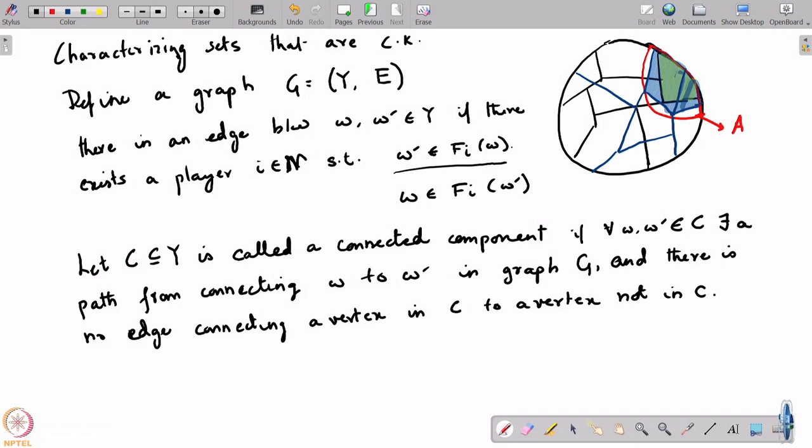Okay. So, C is called a connected component. I have just extended the earlier definition because I did not want to create another "maximal connected component" notion. So, let C be a set. C is a connected component if there is a path between any two vertices and there is no edge connecting a vertex in C to a vertex outside C. Then such a set is called a connected component. So, the graph that we have created here could end up having one or more connected components. Now, if the entire graph is connected, then it has one connected component and that is the graph itself, but in general it could have multiple connected components.